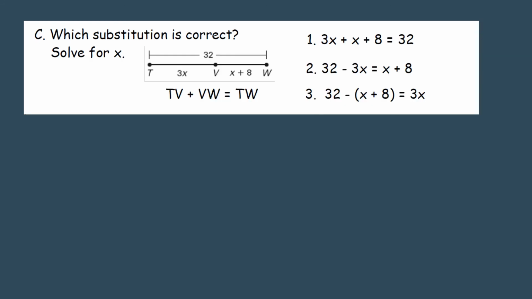So our last little one is just a practice. You don't need to write this down. It's simply, you're going to select one of those. I'm going to give you a few moments to make that decision. You can even pause the video if you'd like. So which substitution is correct? So it says solve for x. We're given this diagram with the given information, and I've already written down the geometry for you. The length of TV plus the length of VW equals the length of TW. Which of these three options is the appropriate substitution for that situation?